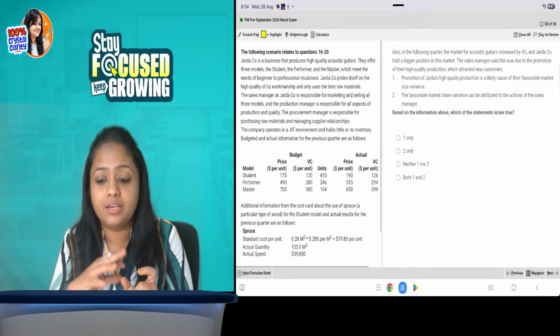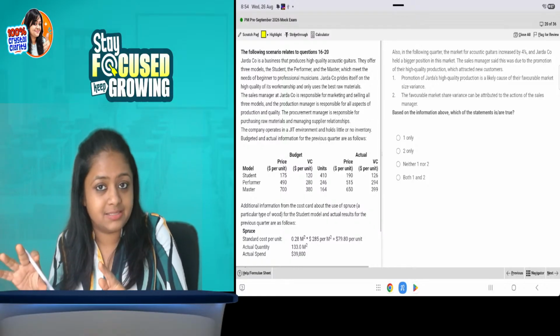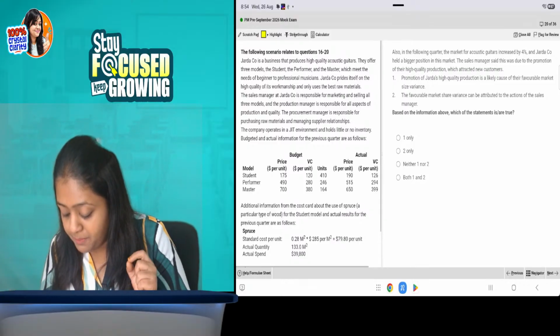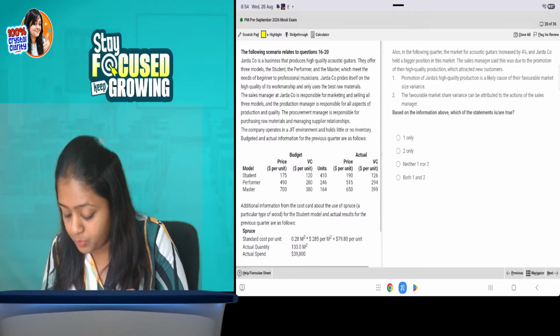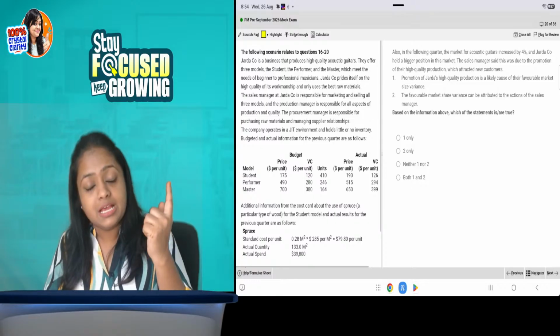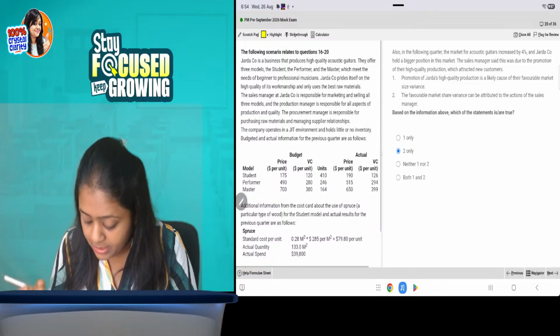Internal matter will relate to market share and not market size. So the first statement is wrong. Second statement: the favorable market share variance can be attributed to the actions of the sales manager, which is true because it is internal actions. So absolutely correct. The answer is only 2.